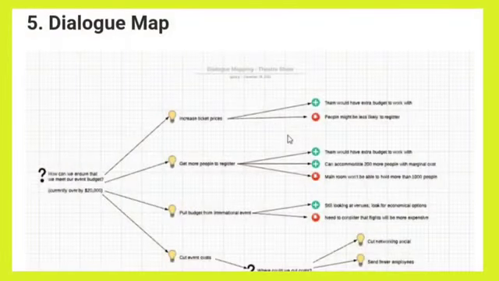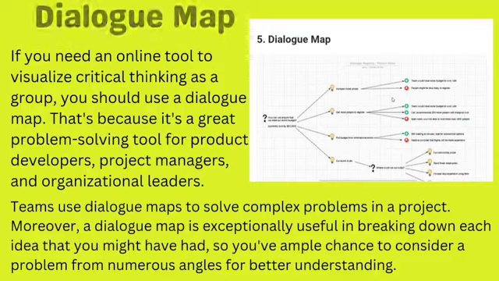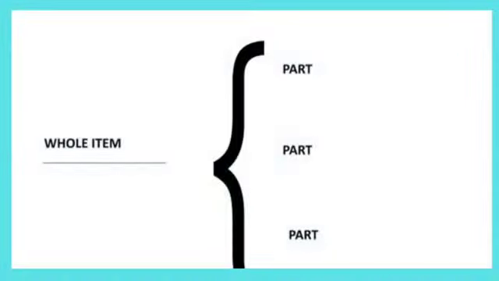Dialogue map. It is one of the creative ways and many organizations use it. If you need an online tool to visualize critical thinking as a group, you should use a dialogue map. That's because it's a great problem-solving tool for product developers, project managers, and organizational leaders. Teams use dialogue maps to solve complex problems in a project. Moreover, a dialogue map is exceptionally useful in breaking down each idea that you might have had.